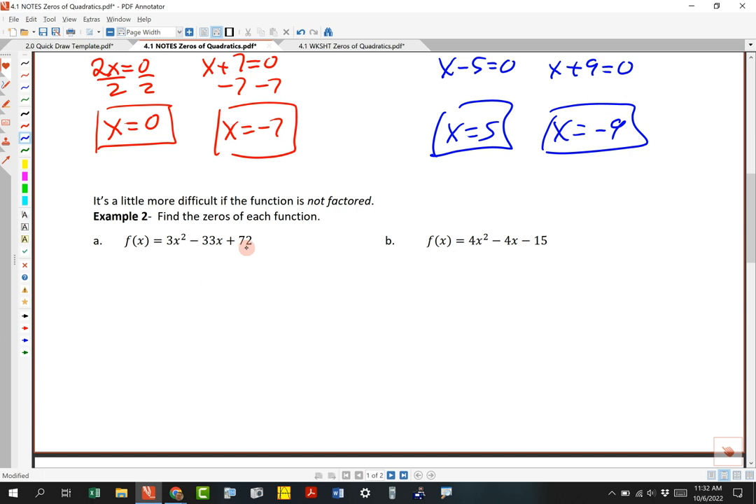Okay, does anybody know the quick way to tell if 3 goes into something? What's the quick way to tell? Angela? So if you add 7 and 2, add the digits, 9. If you add 7 plus 2, you get 9. Is the sum divisible by 3? Yes, that means 3 will go in here.